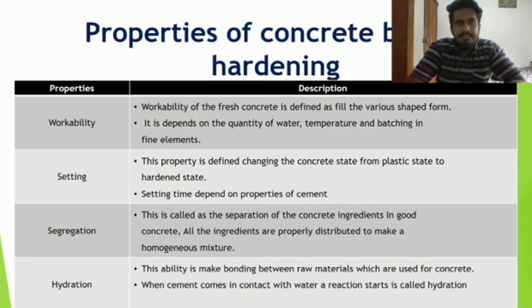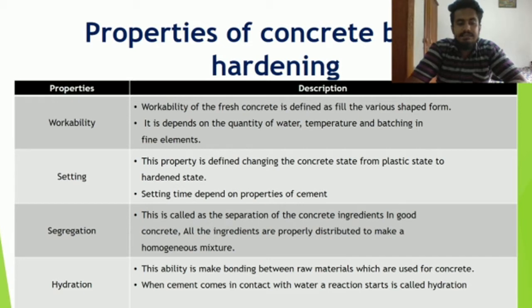This table describes the properties of concrete. Before hardening, the first property is workability, which means the effort required to manipulate a concrete mixture with a minimum of segregation. Second one is setting. It is defined as the change in the concrete state from plastic state to hardened state.